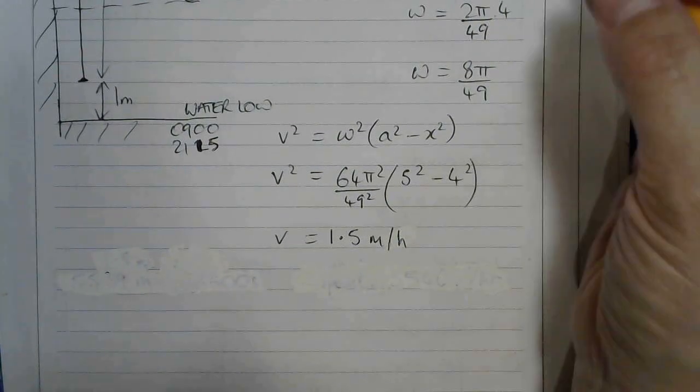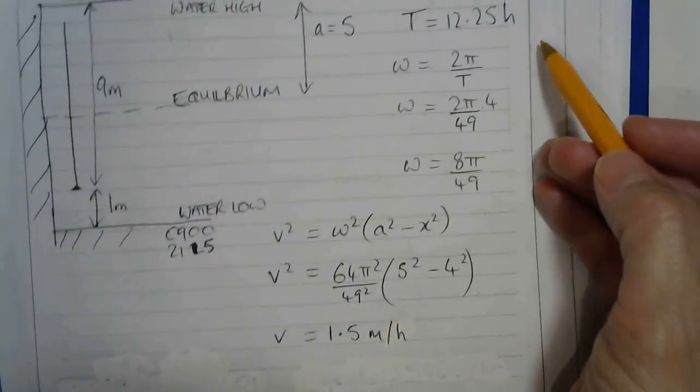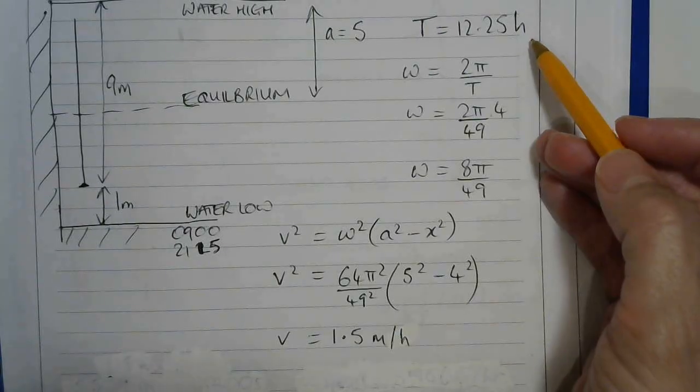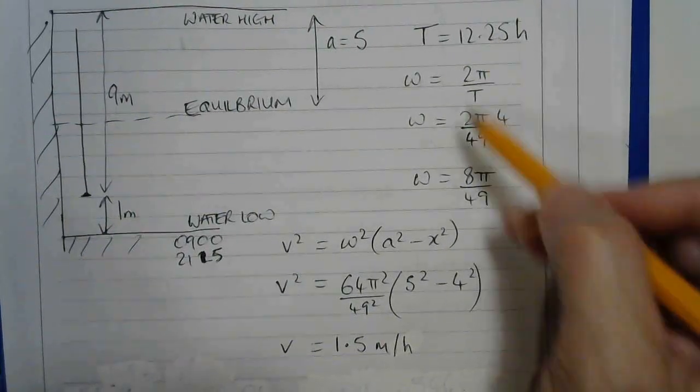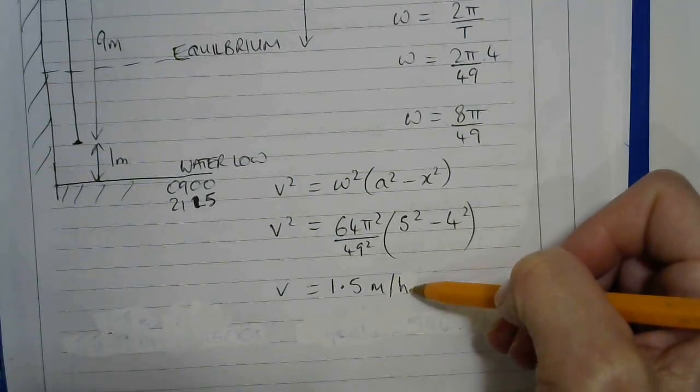Why is that per hour? Because my period was measured in hours, and so any times that come out of this will be measured in hours. If I change that into seconds, then this would be in meters per second.